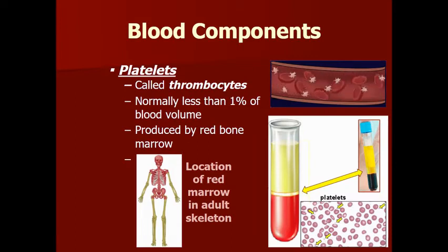So then the last component of our blood are platelets. And remember, these are called thrombocytes. We usually have about less than 1% of these in our blood. And these, just like the red blood cells and the white blood cells, are also produced by the red bone marrow.